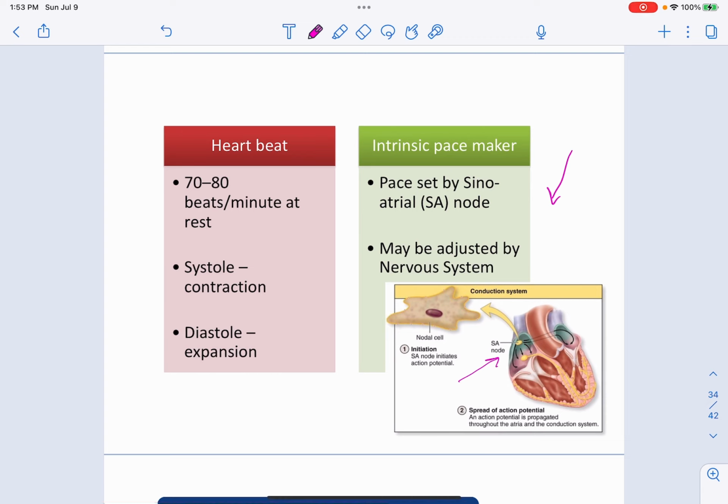And this is the place that is going to adjust and tell all the other cells in the heart when to beat. So it's called the pacemaker because it is setting the pace of the heart. It is a specific region located in the heart, and it's actually connected to the nervous system so that your heart knows, and all of the cells within the heart know exactly when to beat. That is the sinoatrial node.